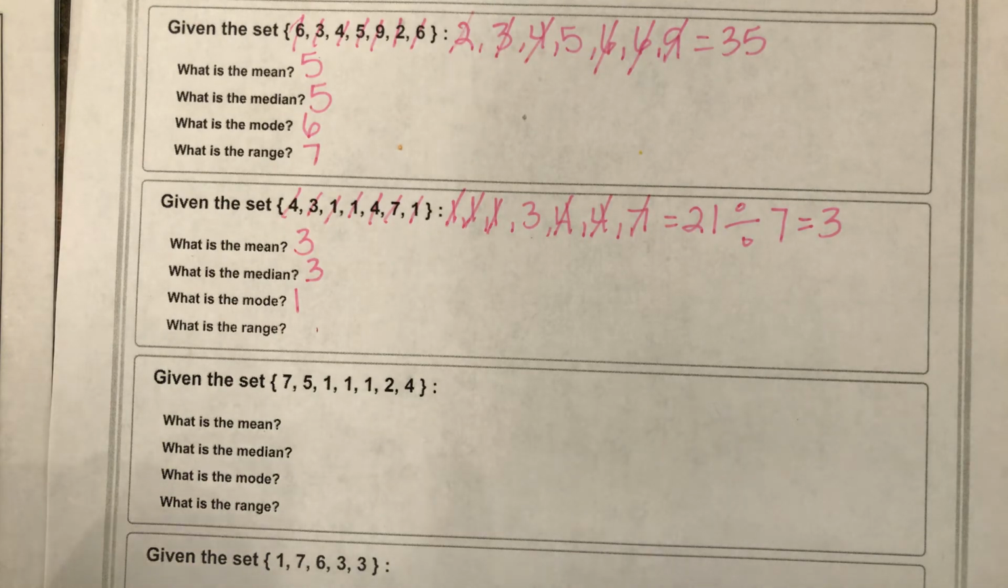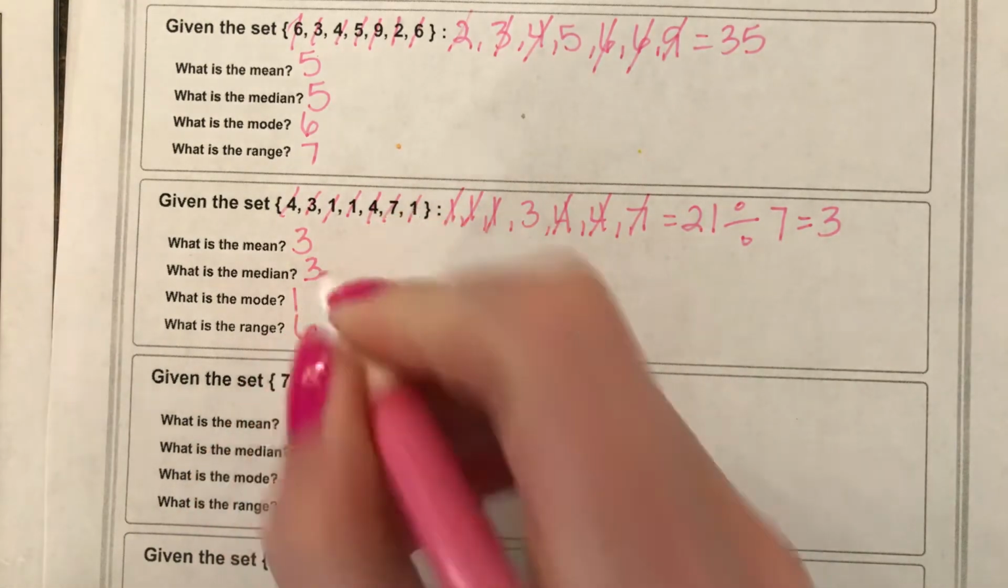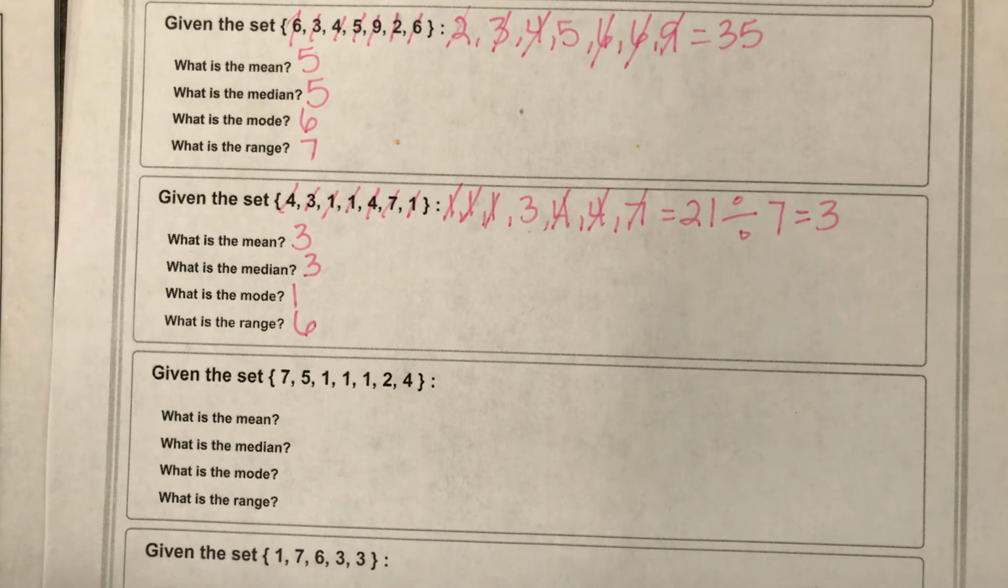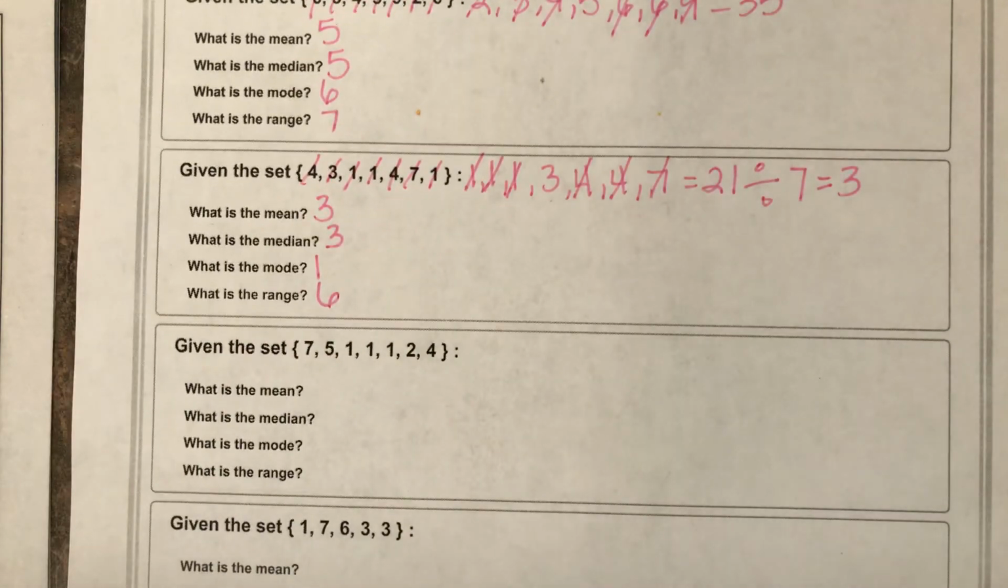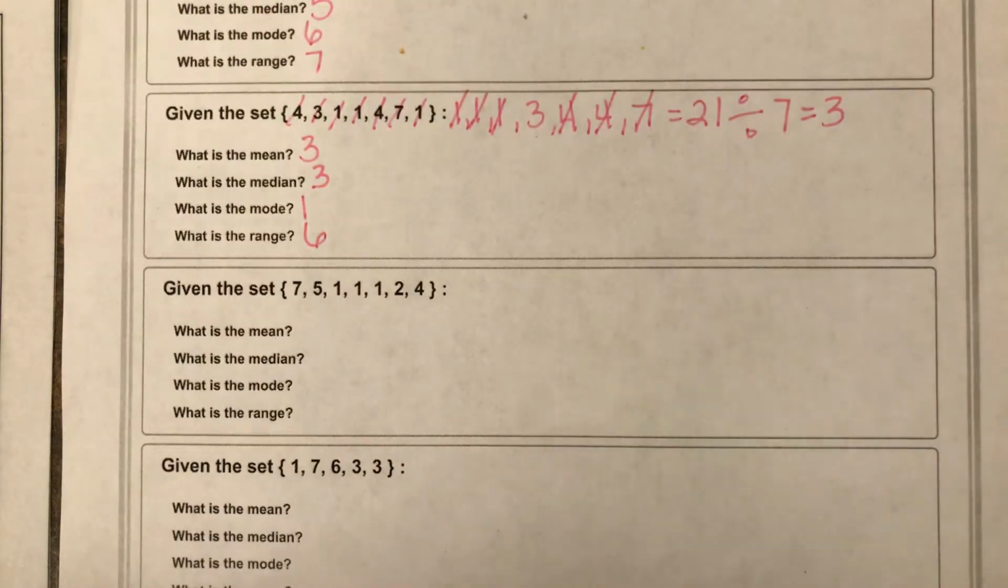All right, in the range, our biggest number is 7. Our smallest number is 1. 7 minus 1 is 6. I'm going a little bit faster because I think by now you guys are probably picking it up. But don't forget that at any time you can pause the video, work at your pace, and then pick back up, okay? All right.